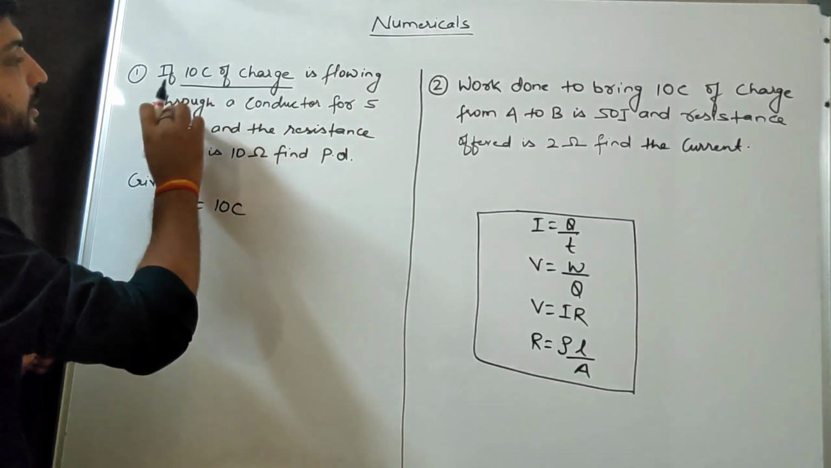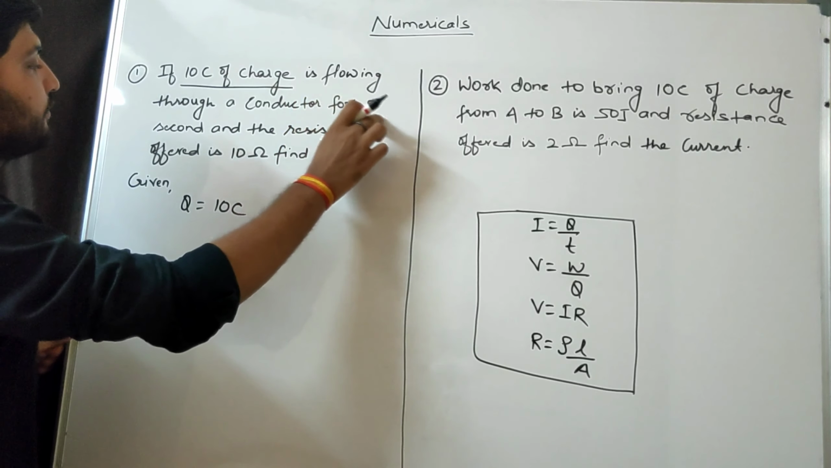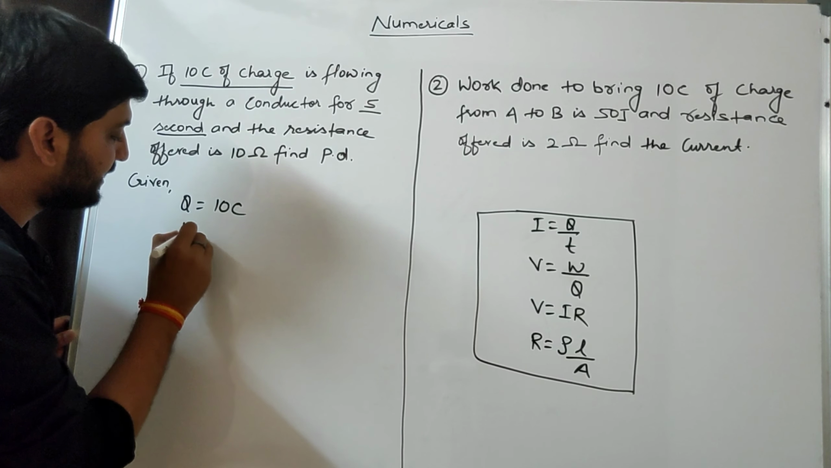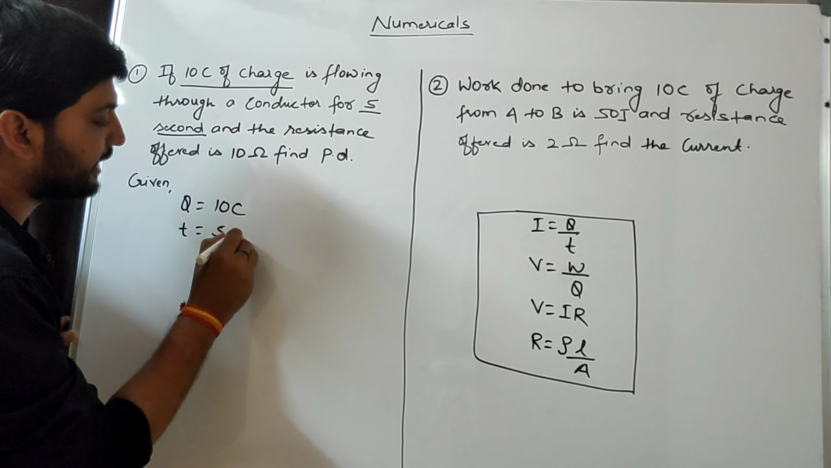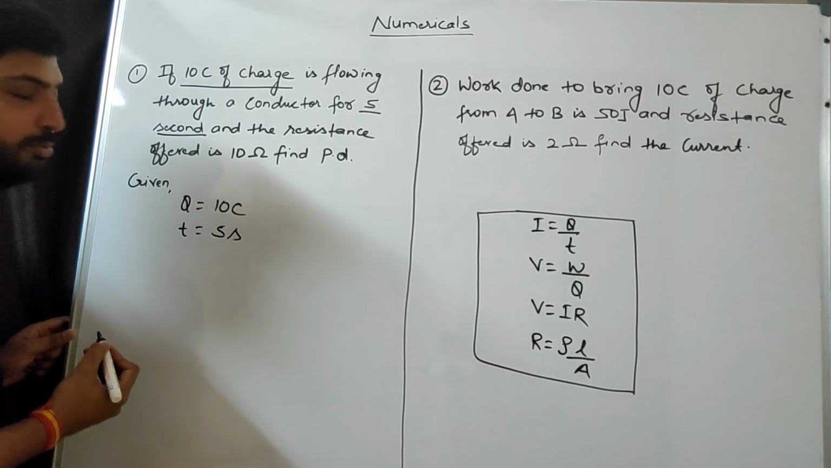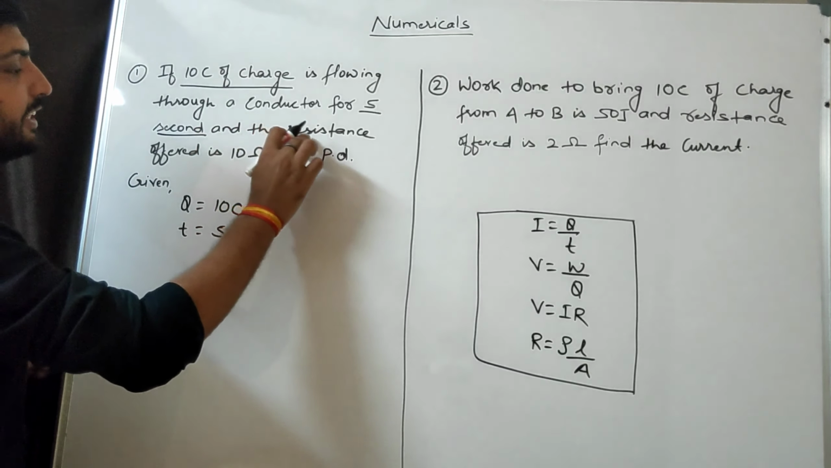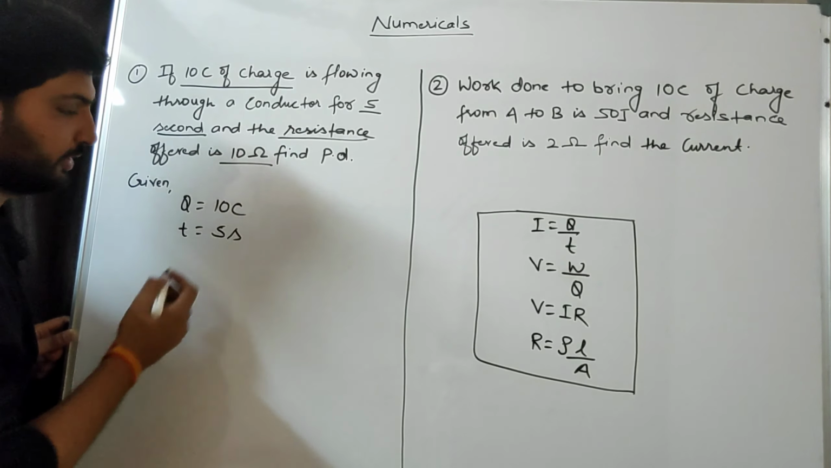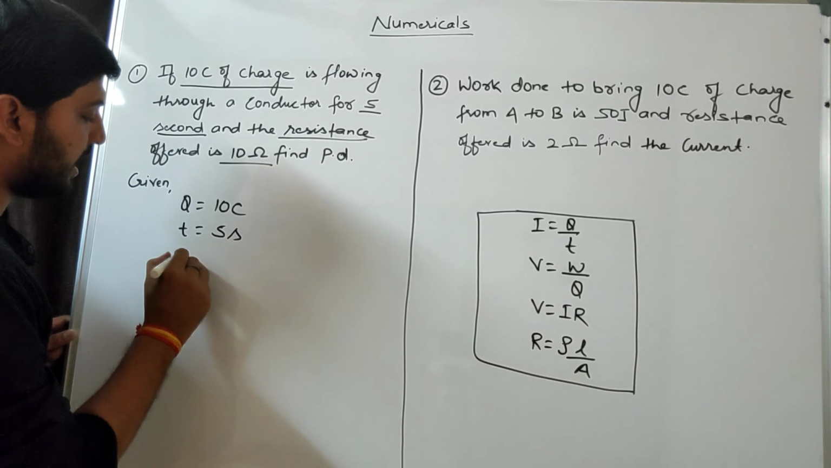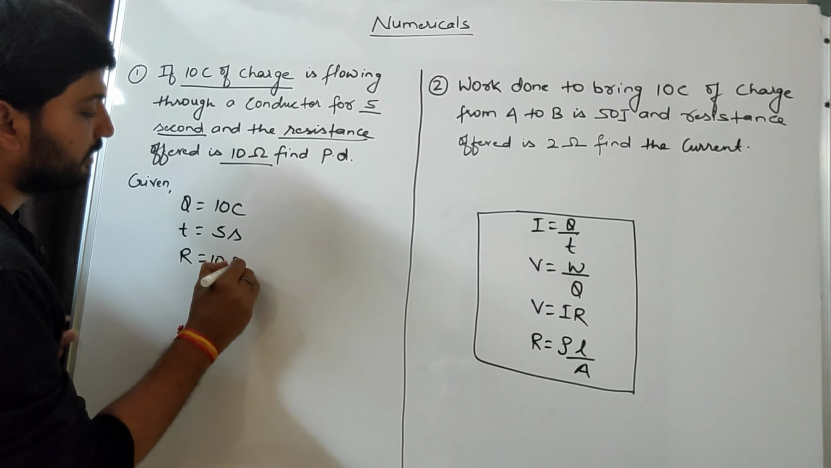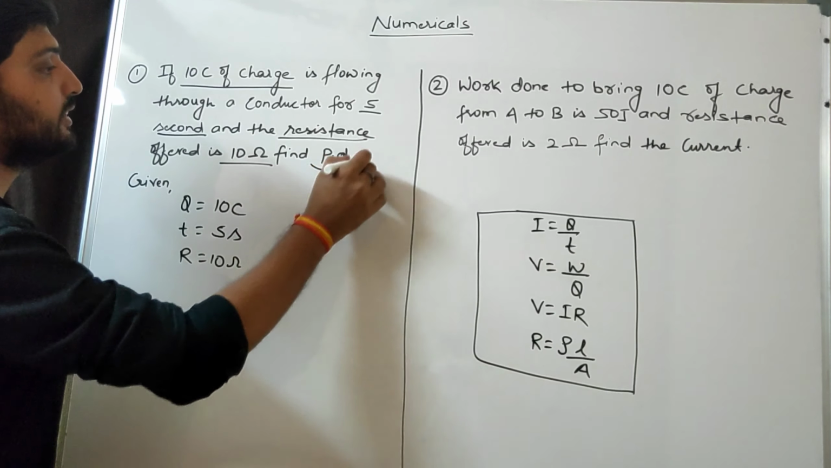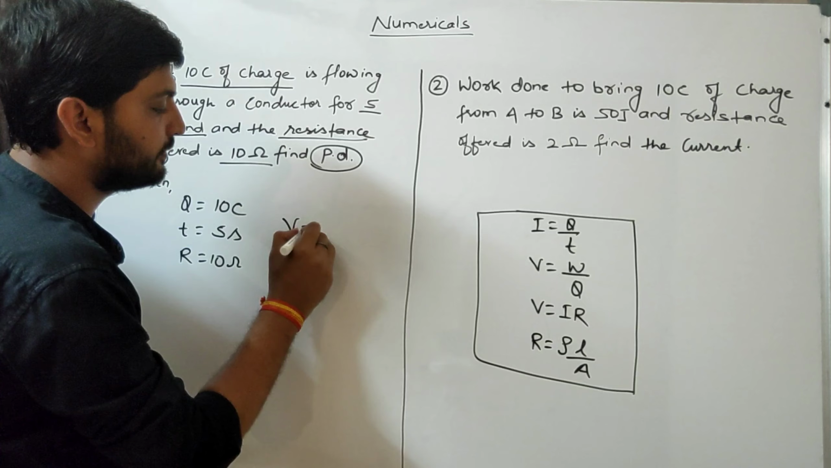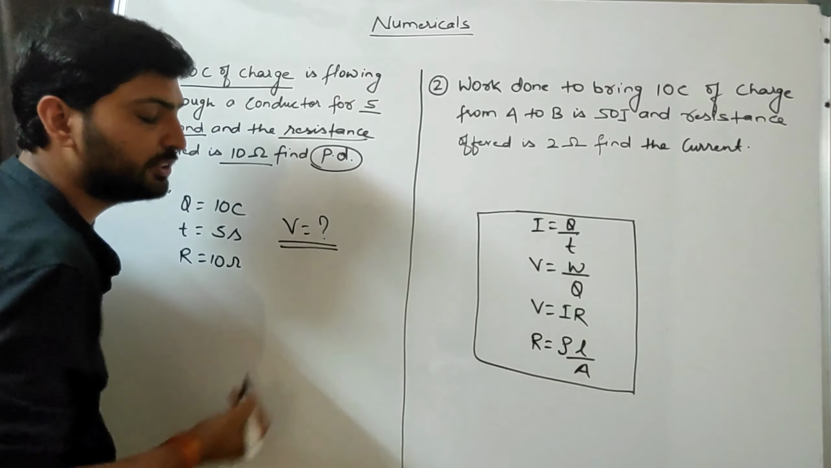Now, it is flowing through a conductor for 5 seconds. What is 5 seconds? Obviously time. So take T = 5 seconds. Now, and the resistance offered is 10 ohm. Resistance is R. So R = 10 ohm. Now what do we need to find? We need to find PD. PD means potential difference, V. We need to find V.